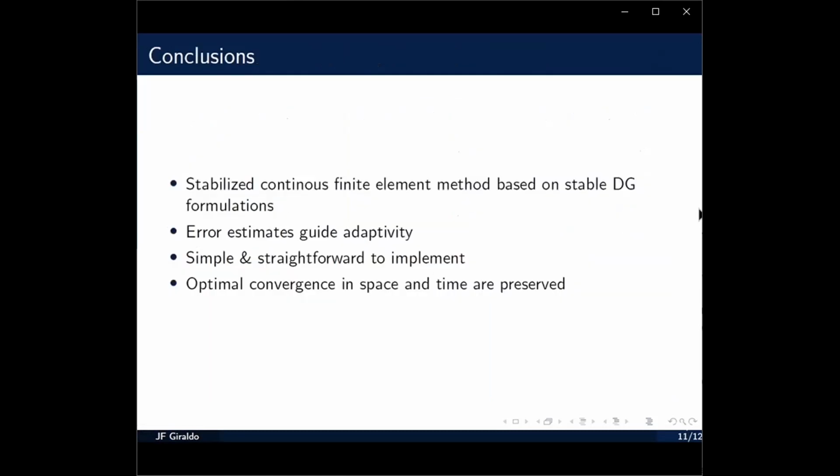So to conclude, we have a stabilized finite element method based on a stable DG formulation for unsteady problems. We have error estimates guiding adaptivity. We have a method that is simple to implement, and finally we get an optimal convergence in space and time.